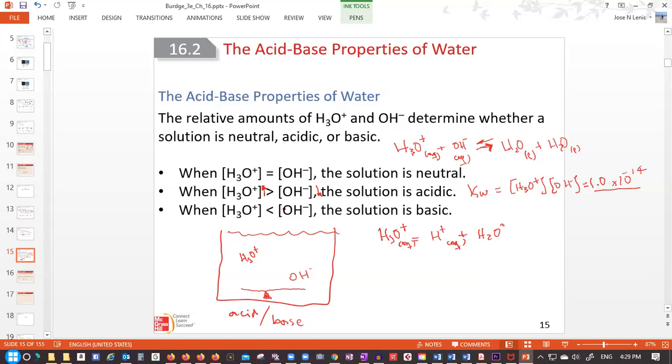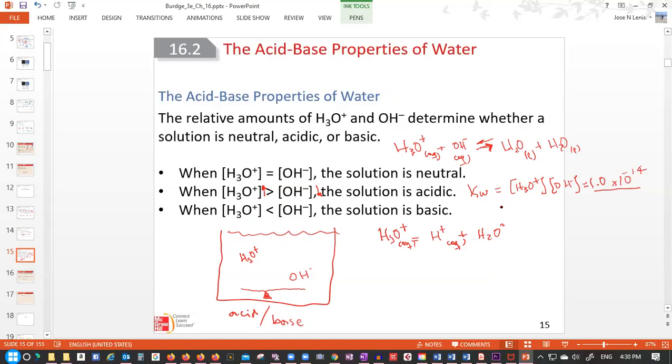Same thing happens here. When we add a base to water, the base gives off protons, forming hydroxide ions, and this concentration goes up.